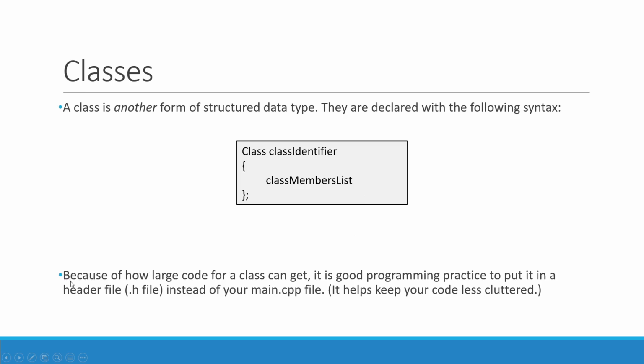I know I've said this many times, but classes can get really, really long. Now, because of how large code for a class can get, it is good programming practice to put it in a header file instead of your main.cpp file. Doing this keeps your code more organized, and it keeps your code less cluttered. Okay. You will see how large a class can get when we actually get down to the lecture activity.